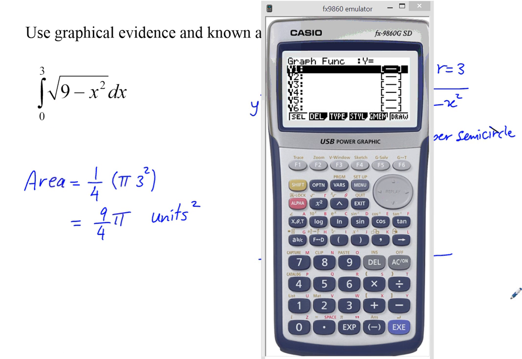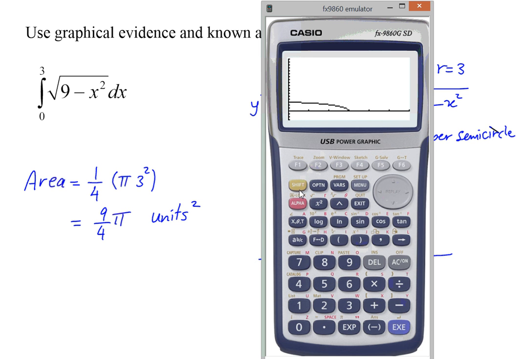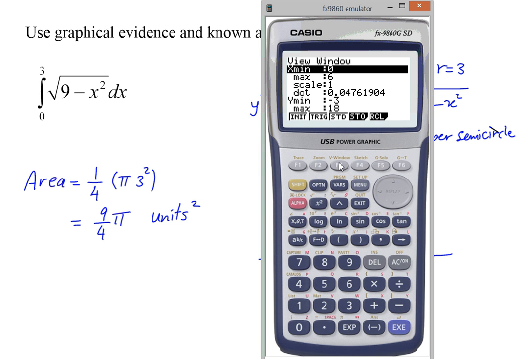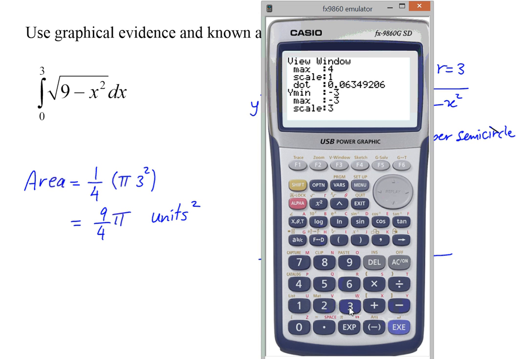And let's check the other function. So square root of 9 minus x squared, and change the view window. I'm going to do it from -4 to 4, and from -3 to 3.